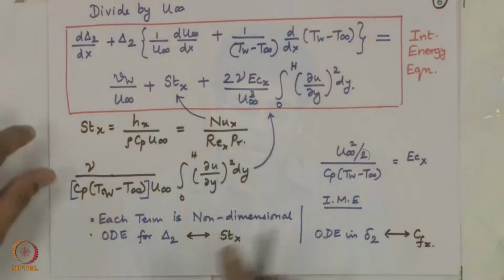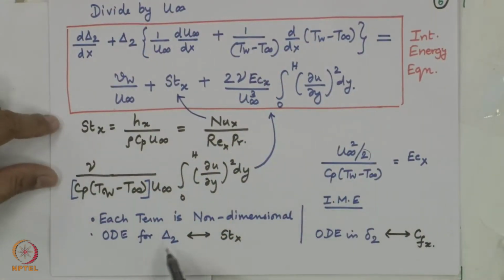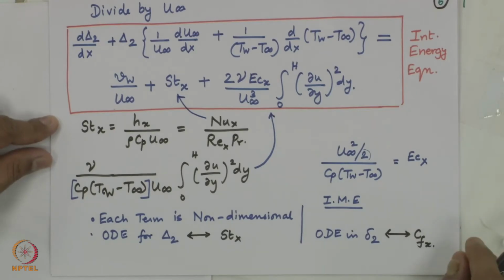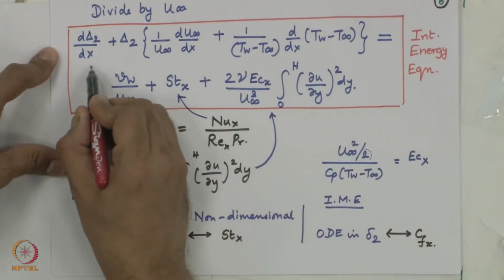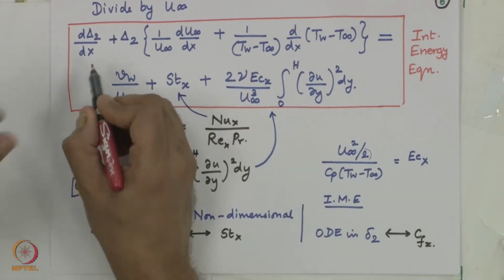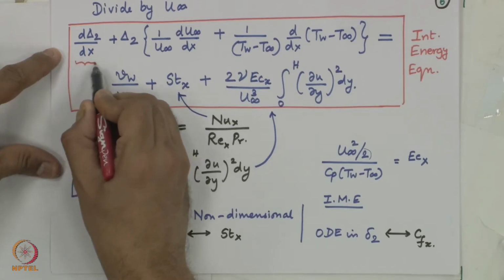In the last module, we derived the integral energy equation on the lines of the integral momentum equation that were derived in the earlier module. The final form of the integral energy equation looks like this. We said that each of these terms was non-dimensional. It is an ordinary differential equation for the enthalpy thickness, and there are several terms. This is the rate of growth of the enthalpy thickness along the flow direction, d delta 2 by dx. This needs to be retained.